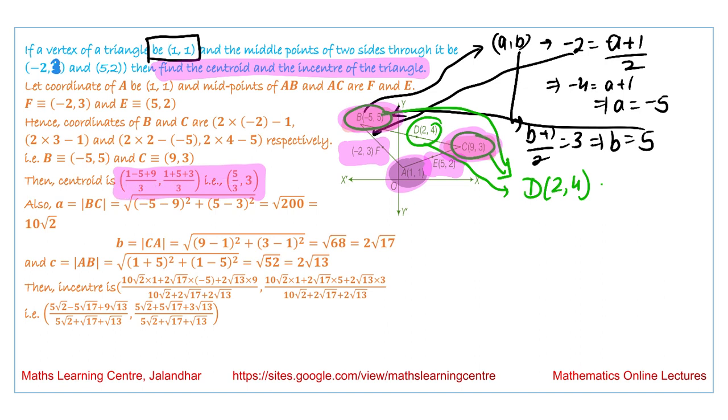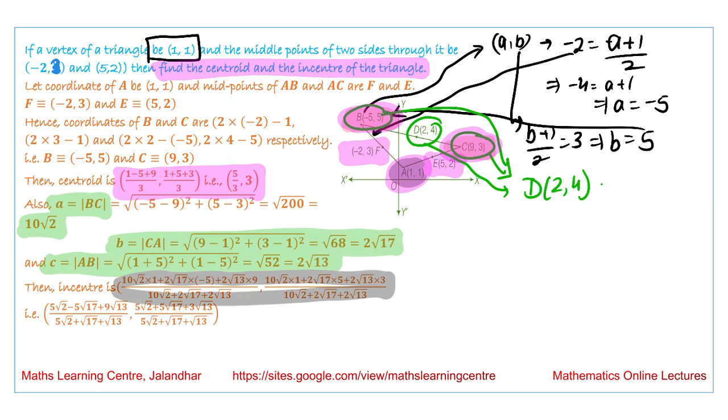And to find the incenter, we have calculated the lengths. Side a is the length of BC, that is 10 root 2. Similarly, we have calculated the length CA and the length AB. We have calculated all these lengths. And using the formula for the incenter, we can obtain the coordinates of the incenter in this form. These are the coordinates of the incenter of this triangle.